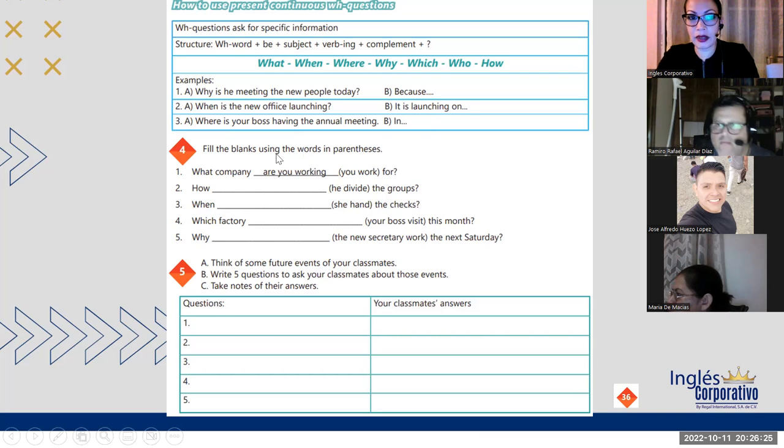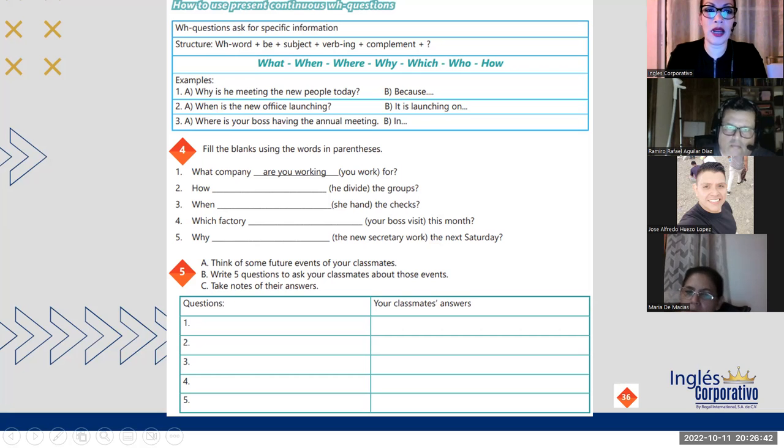Now, the next exercise in number 4, it says fill in the blanks using the words in parentheses. We have the first one already done. It's what company, sería la WH phrase or word. En este caso es una frase, ¿verdad? Ya que es compuesta de dos palabras. What company, esa es la WH word. A continuación, como nos dice en paréntesis, you work, es what company. El sujeto es you. Entonces vamos a ubicar el verbo to be, are, then the subject, you, el verbo con gerundio, working, and then nos queda for. What company are you working for? Vamos a hacer lo demás con las restantes 4 y les voy a dar tiempito. Luego vamos a chequear.